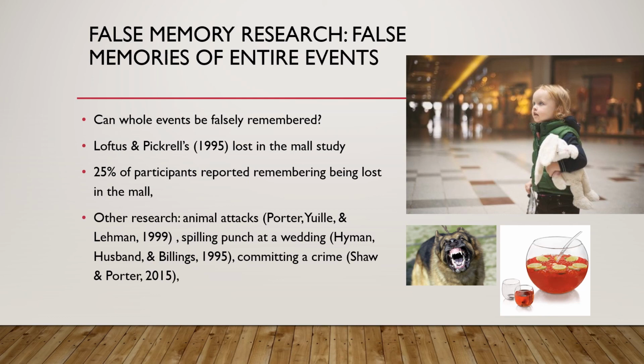False memories for entire events, such as dog attacks in childhood, spilling punch at a wedding, and committing a crime. All of these have been implanted in experiments since then. Now, these are the closest parallels to false memories of trauma that you find in therapy. So it's the closest parallel that is ethical to do in experiments. You can't, of course, implant memories of real severe trauma. This is the limits of the type of memories you can implant in experiments.